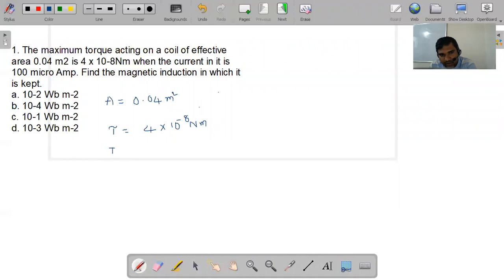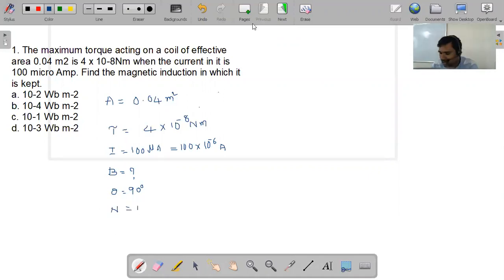So they have given the current is equal to 100 microampere, which is nothing but 100 into 10 power minus 6 ampere. So find the magnetic induction. So B is the question mark, and since it is the maximum torque, theta should be equal to 90 degree. Maximum is possible when it is placed perpendicular. And on a single coil, only one coil they have given, so the number of turns n is equal to 1.